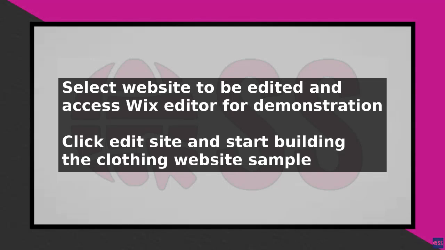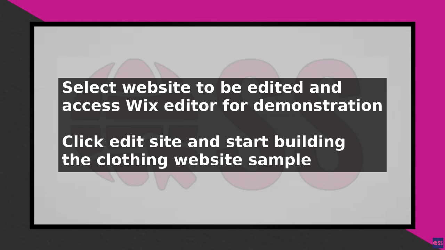To build a clothing website on Wix, the first step is to select the website to be edited. For demonstration purposes, a sample website will be used. To start, click on Edit Site and then access the Wix editor. A clothing website requires products, so it's essential to have these ready.